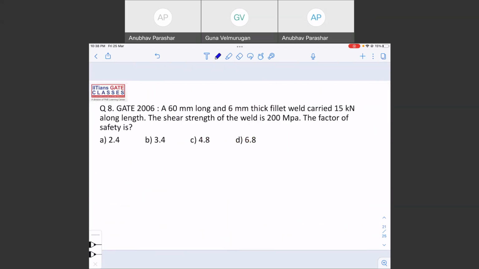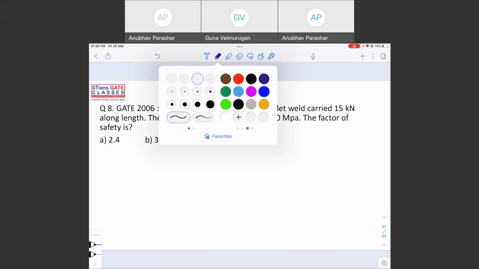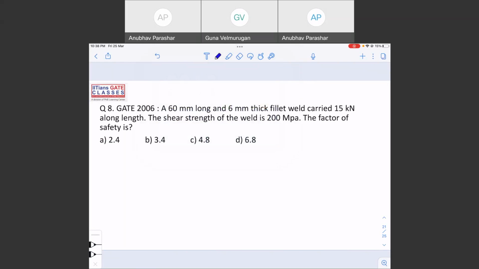Let us answer this question first. A 60 mm long and 6 mm thick fillet weld carries a 15 kilonewton load along the length. The shear strength of the weld is 200 megapascal. The factor of safety is... you can try to calculate. So what is the length given? Length is 60 mm. The thickness of the fillet weld given means the leg length, H is equal to 6 mm. It carries a load P equal to 15 kilonewton, and the shear strength tau is equal to 200 megapascal.